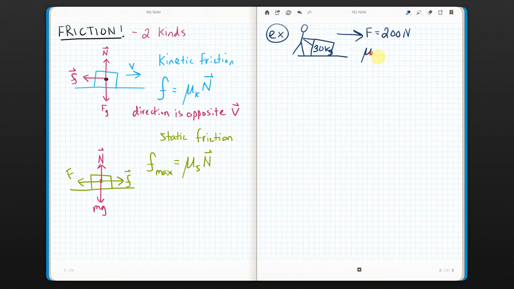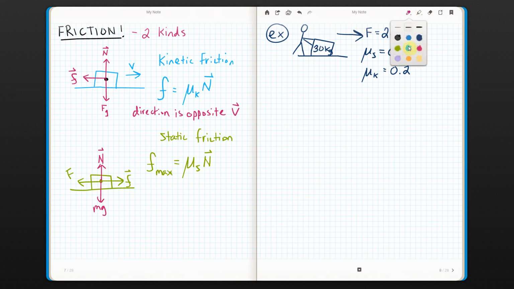And the coefficient of static friction between the box and the floor is, how about 0.6, okay? And the coefficient of kinetic friction is 0.2. By the way, the coefficient of static friction is always higher than the coefficient of kinetic friction for any pair of surfaces. So my question is, number one, if this box starts from rest, does it move? Can I move it with this much force? So let's figure that out first.